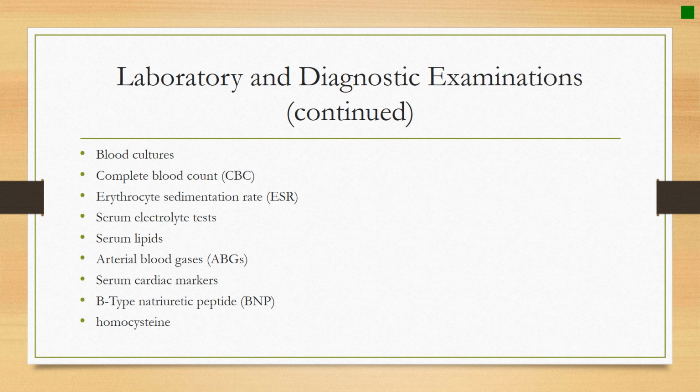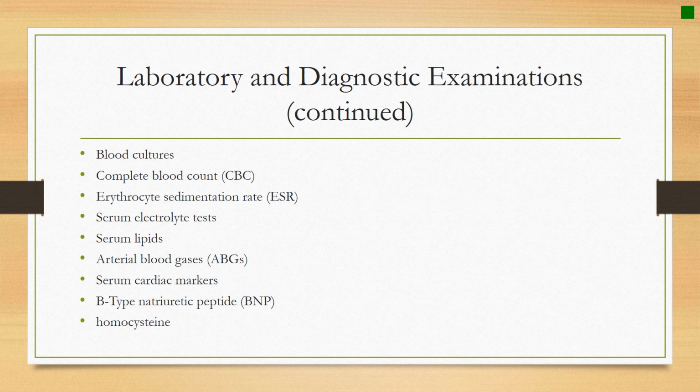B-type natriuretic peptide, or BNP, is a neurohormone secreted by the heart in response to ventricular expansion. An elevated BNP is greater than 100 picograms per milliliter. It indicates heart failure. The BNP correlates well with the left ventricular pressure. Therefore, the greater the BNP level, the more severe the heart failure.